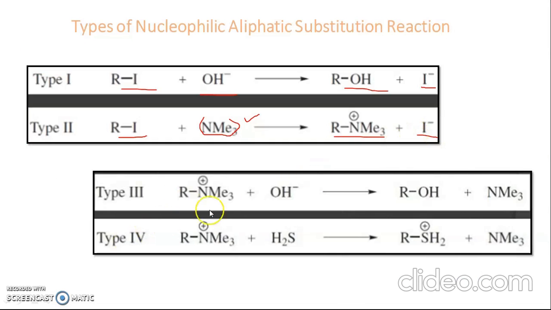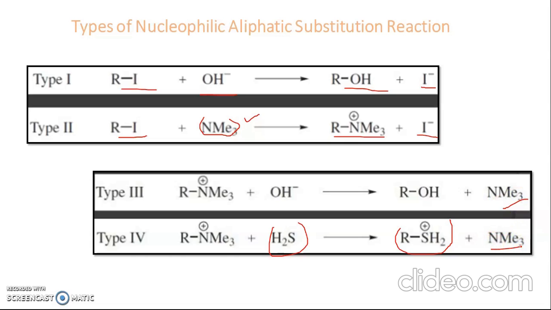Type 3, that is now our substrate is a positively charged species and nucleophile is HO minus. And in the fourth case, our substrate is same, but now the nucleophile is neutral. So obviously our product is positively charged, because sulfur is attached to 3 atoms. In both cases, nucleophile, they are same.